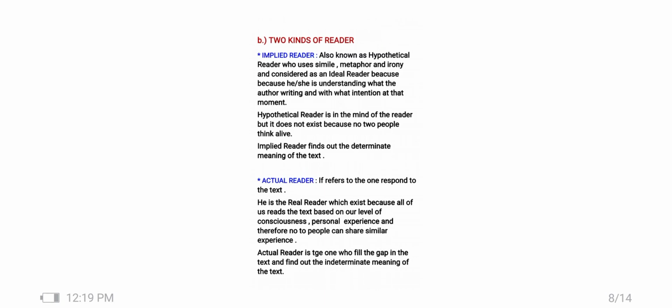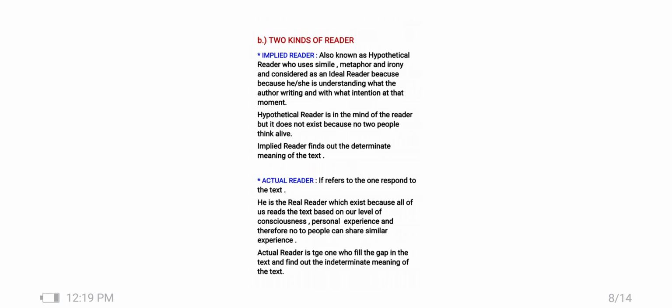Sorry, I made a mistake. The hypothetical reader is in the mind of the author, but it doesn't exist in reality because no two people can think alike. The implied reader finds out the determinate meaning of the text. It's absolutely fine if two people think and derive the same meaning, but it can't happen in reality. It's only a fantastic world.